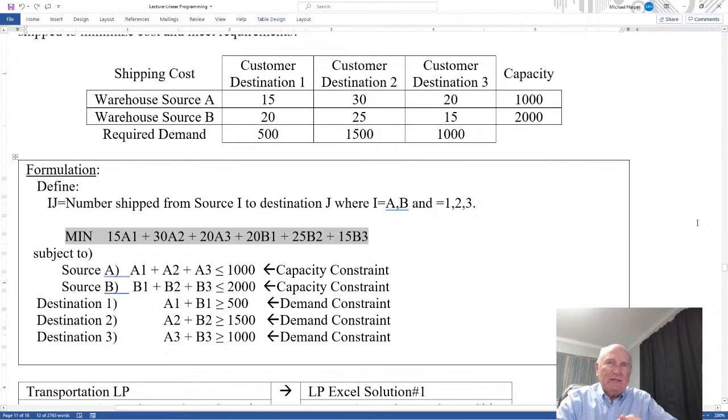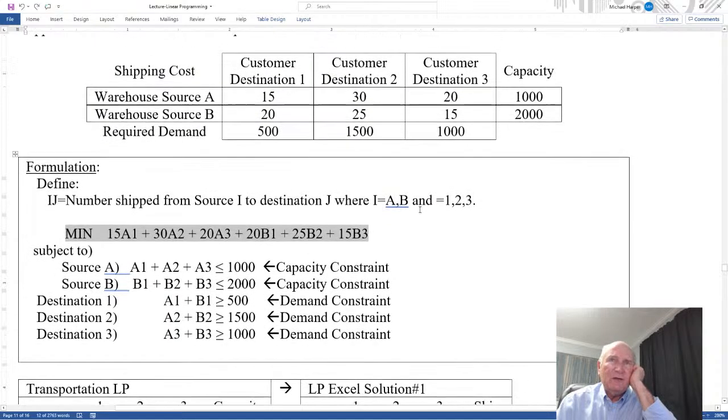So A1, A2, A3, B1, B2, B3 is how many we're shipping from each source to each destination. Notice there's 6 variables here. It's 6 dimensions. It's not 2 dimensions anymore. The concepts still apply.